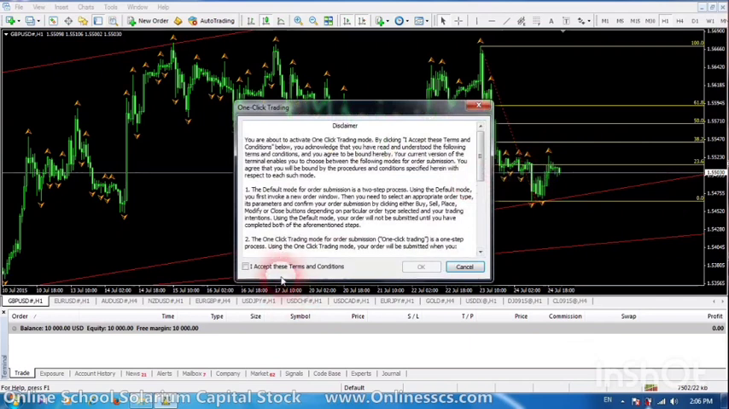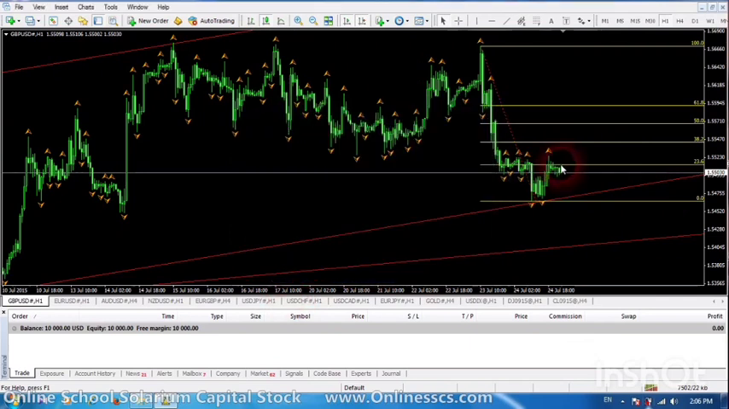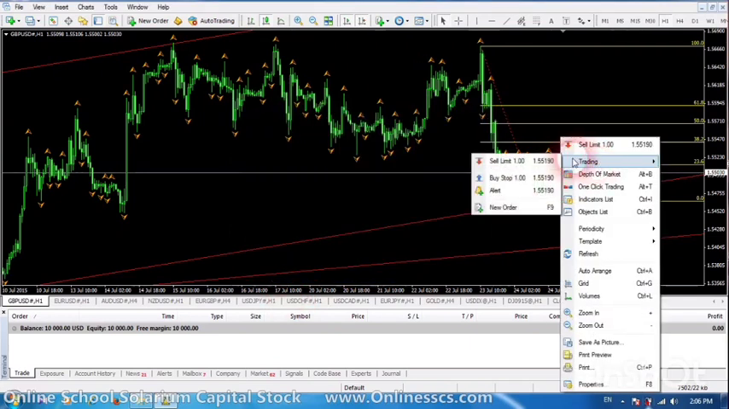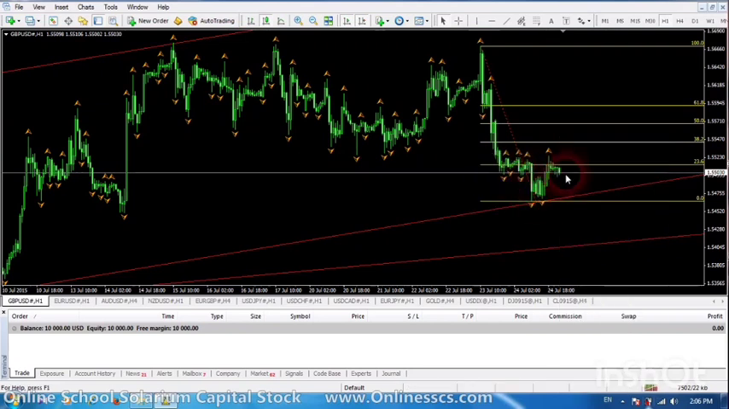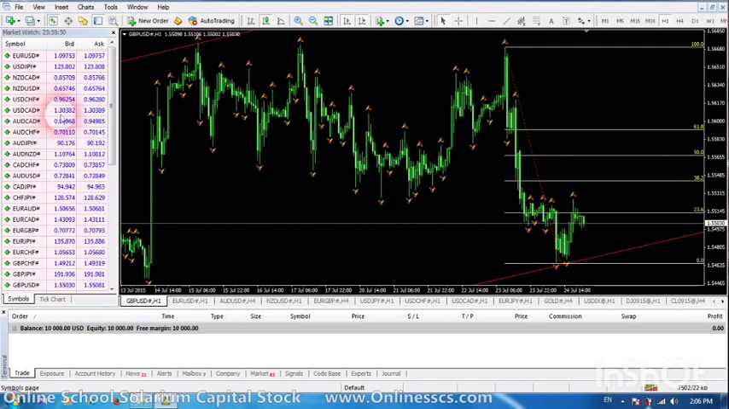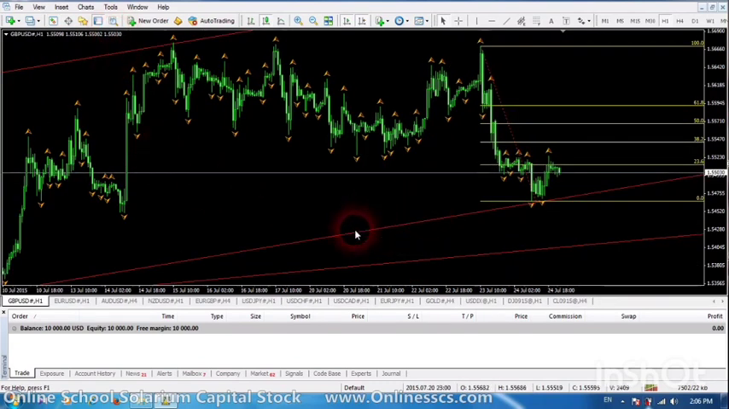I'm going to put a buy stop here because the market is going to be closed down soon. I have to be quick. So, oh, the market is closed. That's okay. My balance is $10,000.